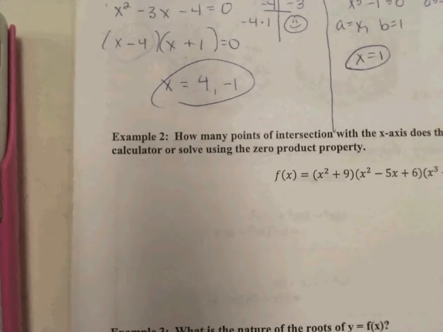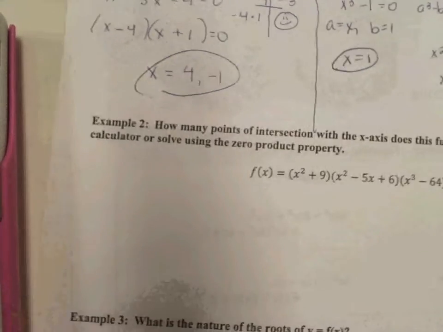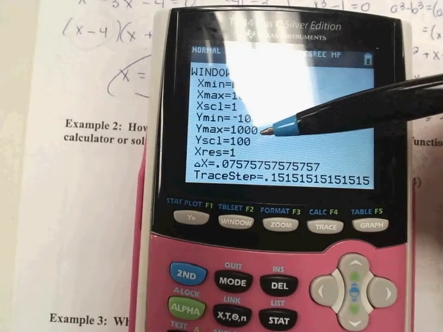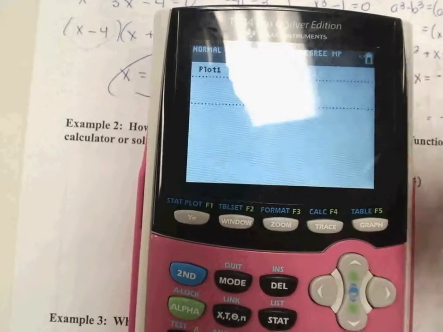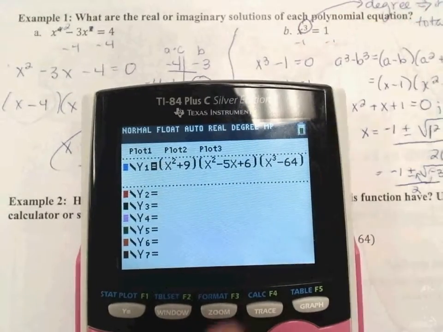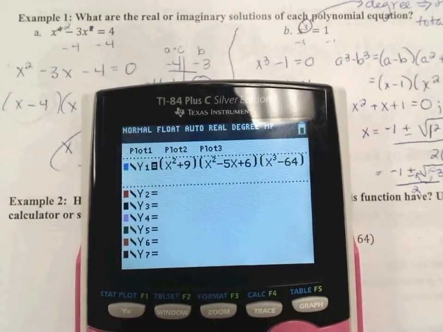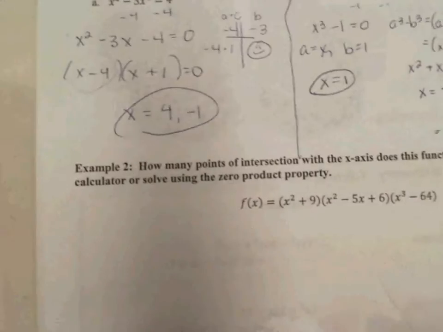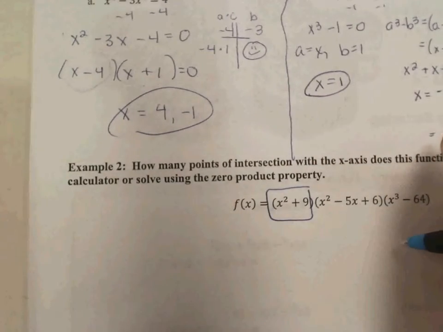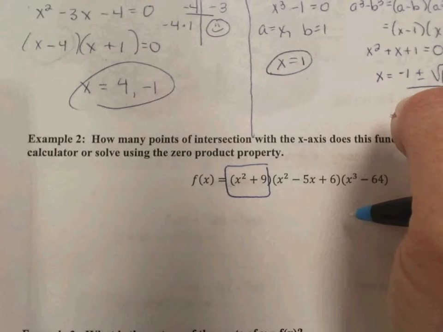If you can persevere and figure out the window that you need, we decided on this window, and you make sure and carefully enter it in exactly as the question says, this is a lot easier than actually going through and setting each one of these equal to 0 and solving. Would you agree? Mine looks like this though.